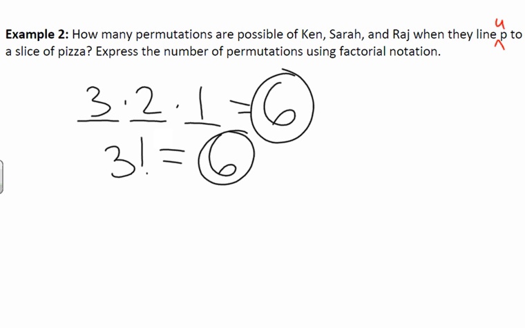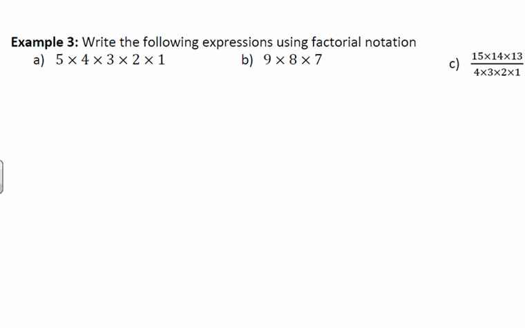Okay, next take a look at A. How can we rewrite this in factorial notation? Okay, good. 5 exclamation mark, or 5 factorial. Good. Take a look at B and C and try to do those on your own.